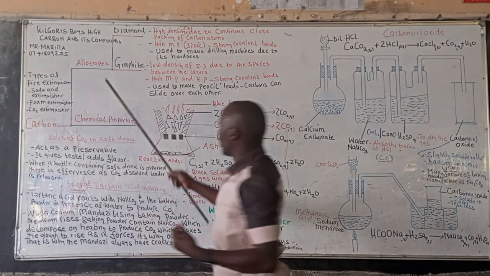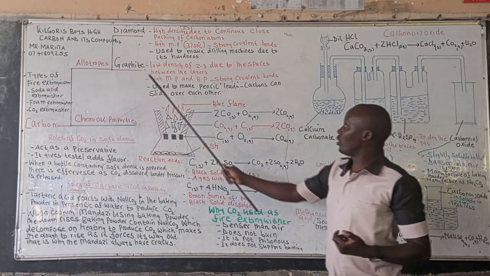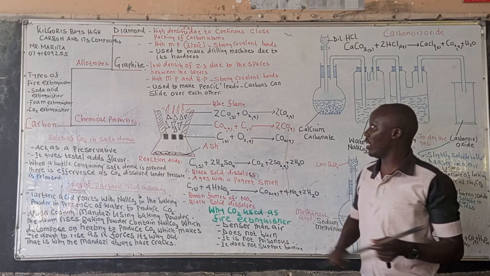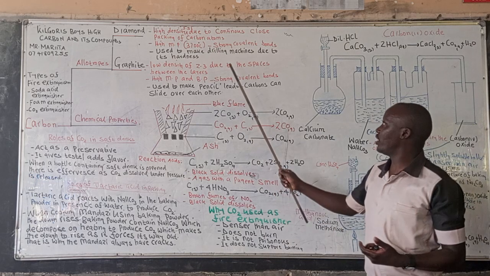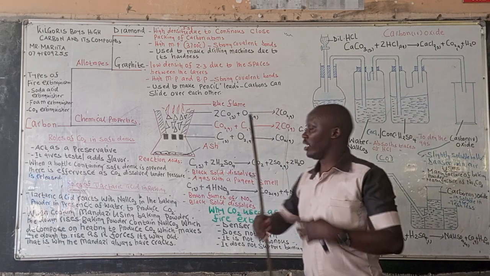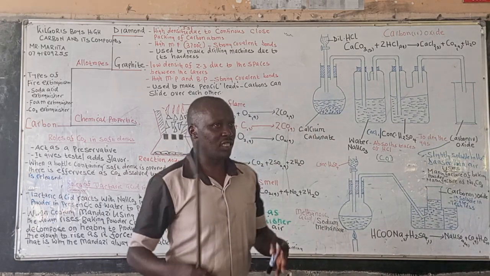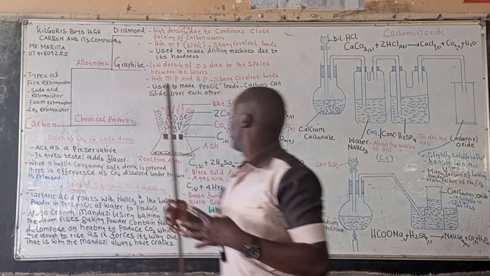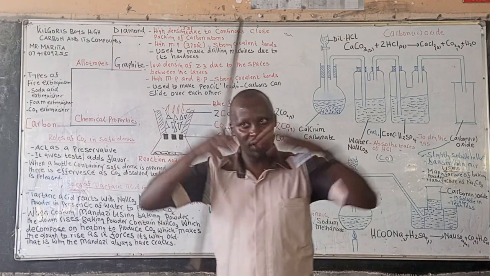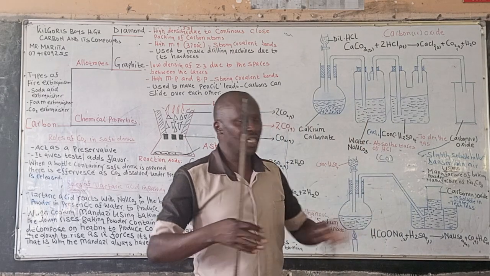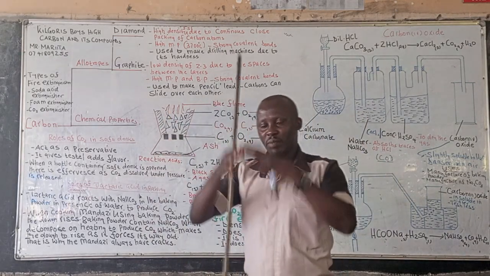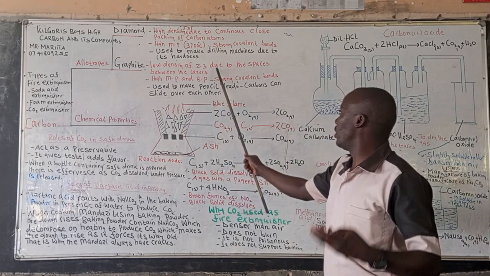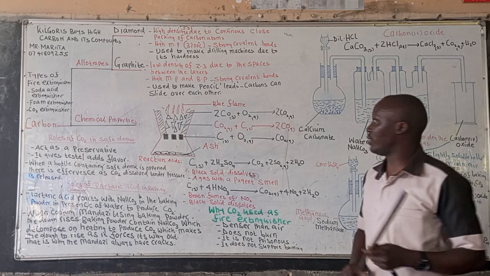Another allotrope of carbon is graphite. It has a low density of 2.3 grams per cubic centimeter as compared to that of diamond, and this is due to the spaces between the layers. Remember, in a diamond we have the close packing of the carbon atoms. In graphite, we have spaces between the layers, and that is why it has a low density.